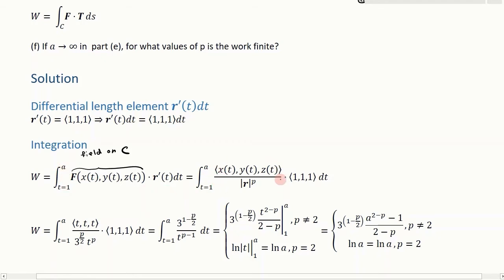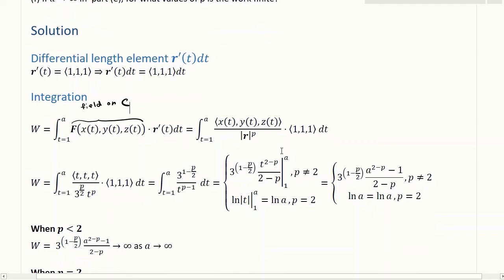Here I plugged in what F is. It's x, y, z divided by r to the power of p. On the next line, I plugged in x of t, y of t, and z of t. Another thing I did is I figured out what the magnitude of r, or the magnitude of r to the power of p, is. So let's do it.